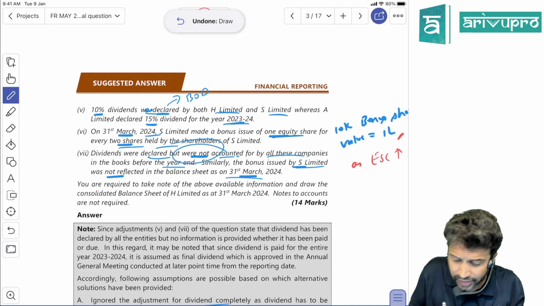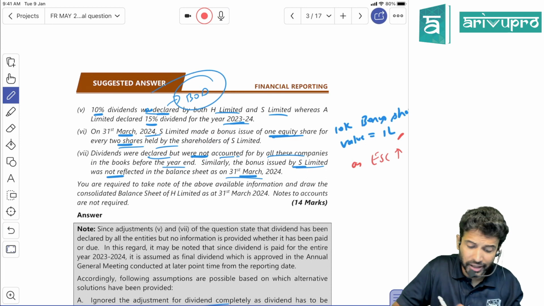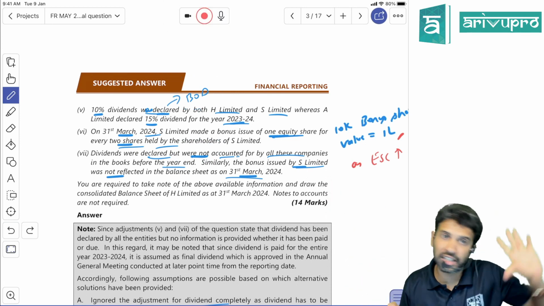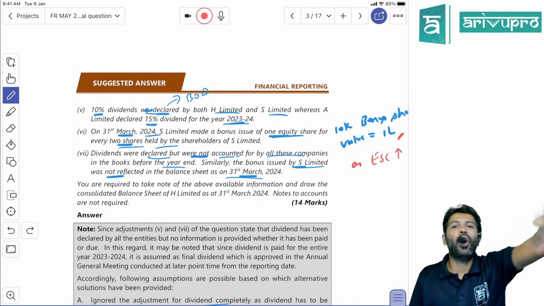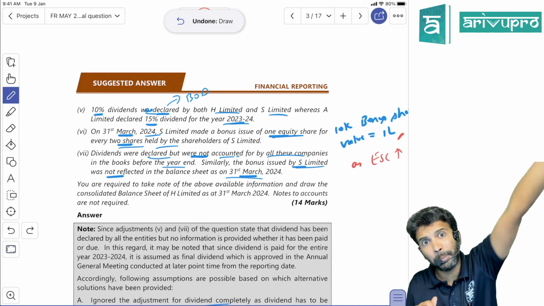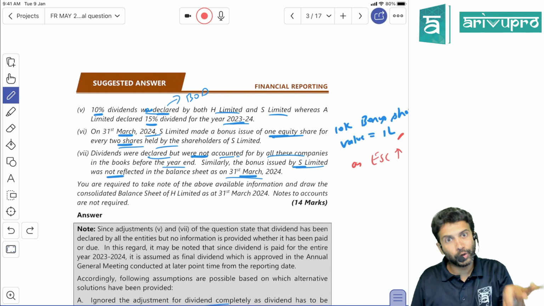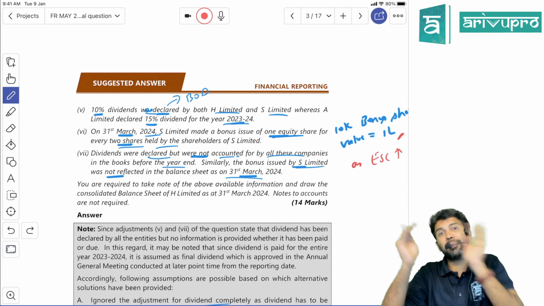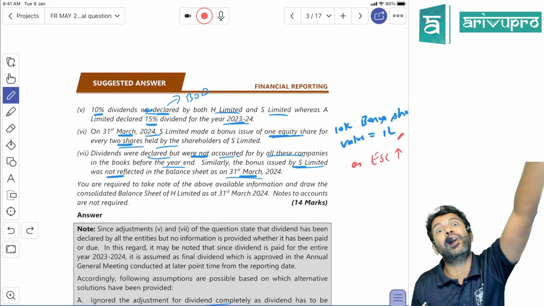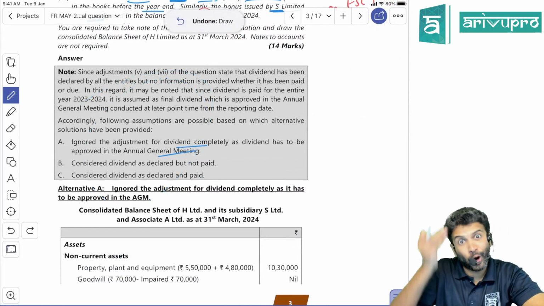But they use the word here, dividends were not accounted. So what can a student assume? One student can assume that dividend is declared by the board of directors, but it is still not yet approved by AGM. That is one assumption you can make. Or a second assumption you can make is dividend is declared by the board of directors and it is approved by the AGM but not yet paid. Or you can make a third assumption, dividend is declared by the board of directors and approved by the shareholders in AGM also, and paid off. So that means three possible assumptions we have. That's what they've called out over here. And for all the three, they have solved.